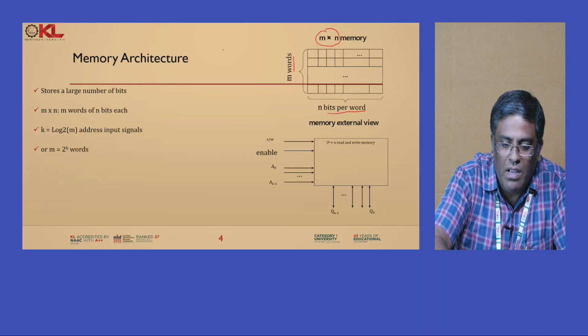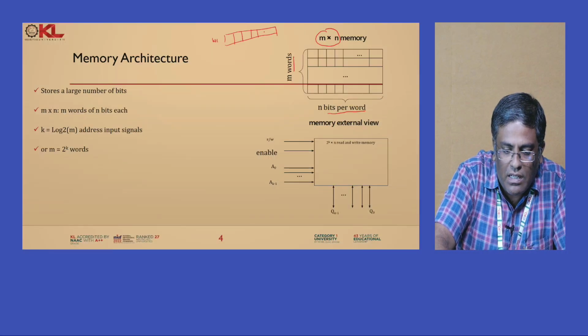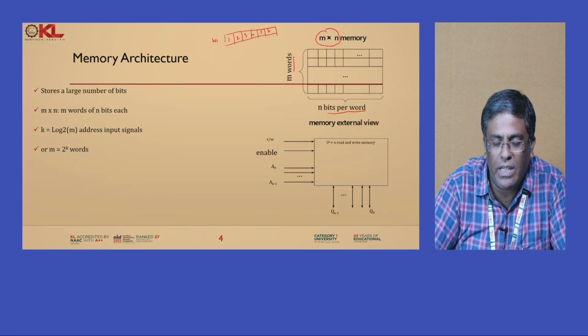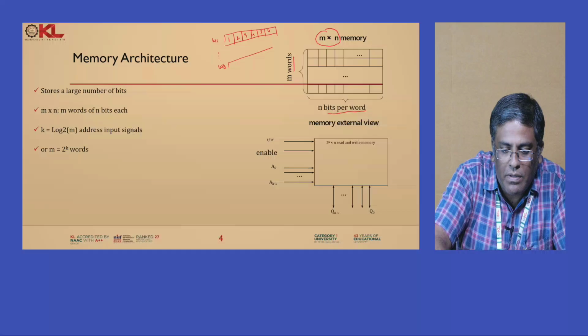Let's assume that I have a word 1, available like this. Let's say I have a first bit, second bit, third bit, fourth bit, fifth bit, sixth bit. Like that, let's say I have 8 words available like this: 1 2 3 4 5, 1 2 3 4 5 6.